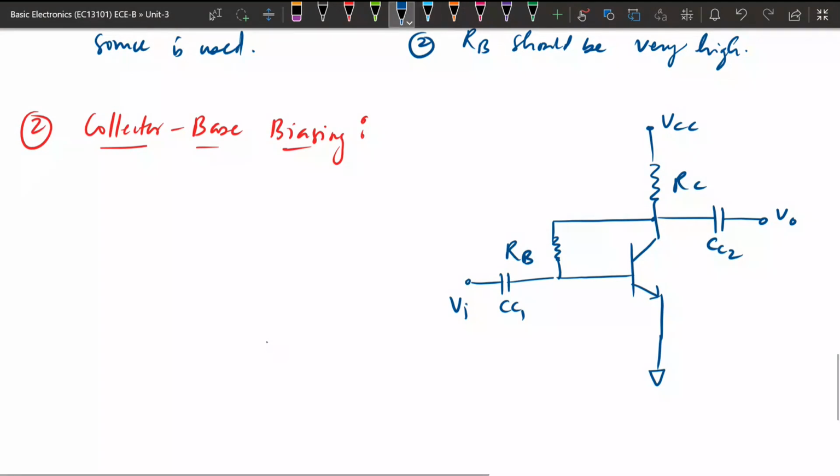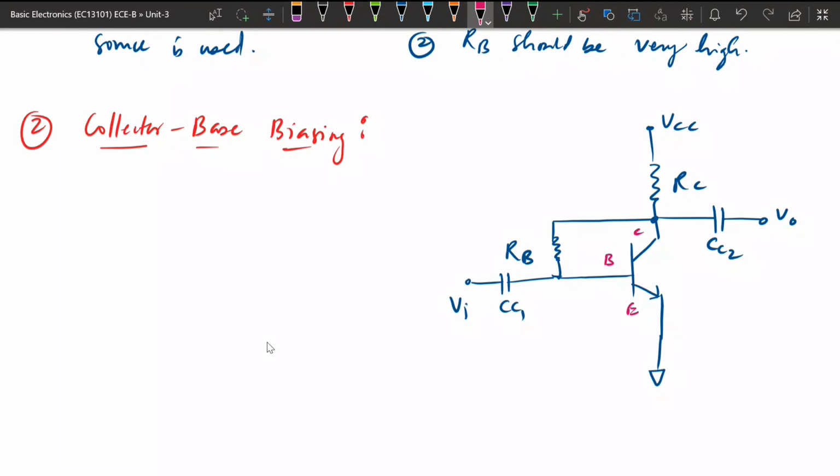Okay, so this is the complete amplifier circuit. So here we are having collector base biasing. So we are biasing the base terminal with the help of the collector terminal. This is your collector terminal, this is the base terminal, this is the emitter terminal. This base is biased with the help of the collector terminal, so that's why it is called collector base biasing. What the advantages and disadvantages are, we will see.